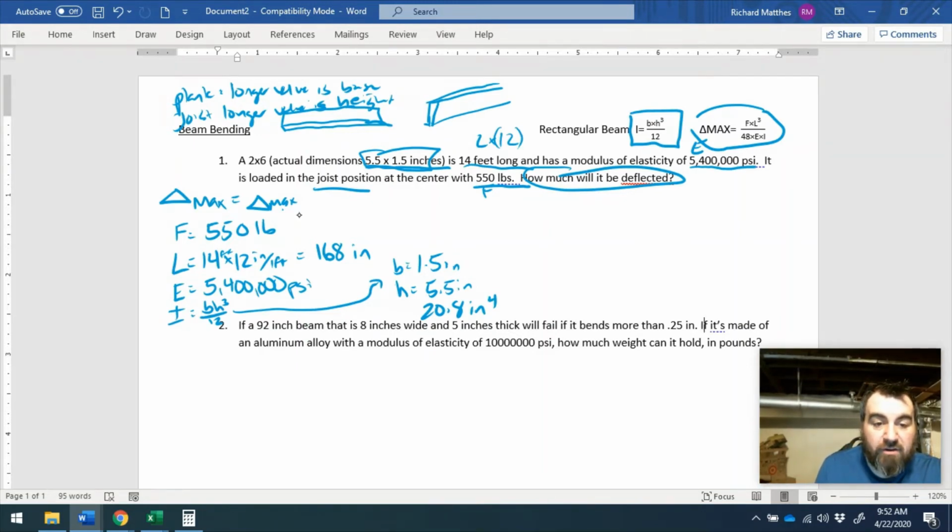Okay, now we have all our values. Now we just plug it all in. So delta max equals F, which is 550 pounds, times L, which is 168 inches, to the third. So this whole thing goes to the third, divided by 48.